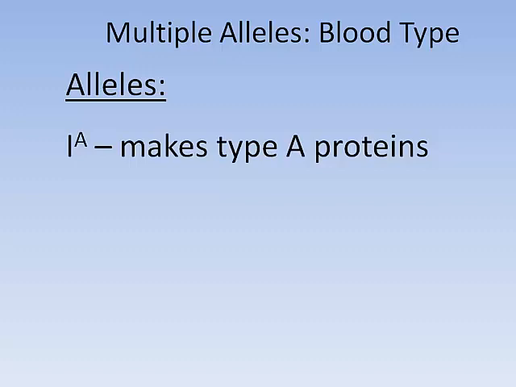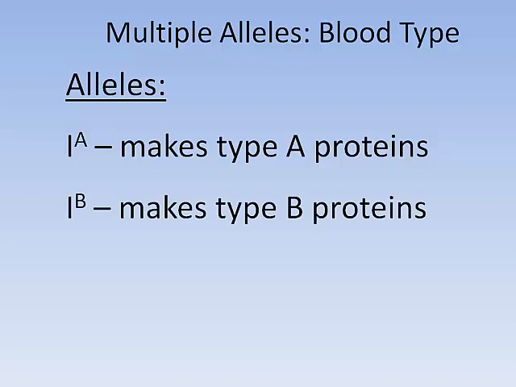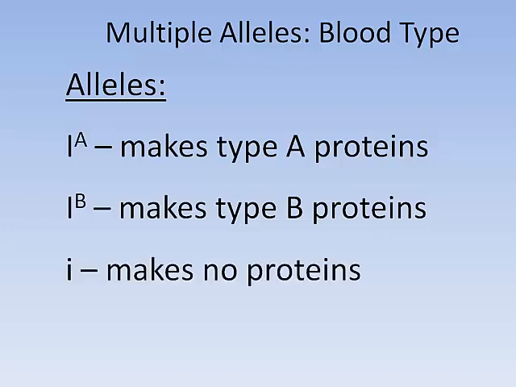We have IA, which makes a type of protein called an A protein on red blood cells. Another allele is IB, which makes B-type proteins on red blood cells, and little i, which makes no proteins on the surface of red blood cells. These proteins on the surface of red blood cells make up blood types.